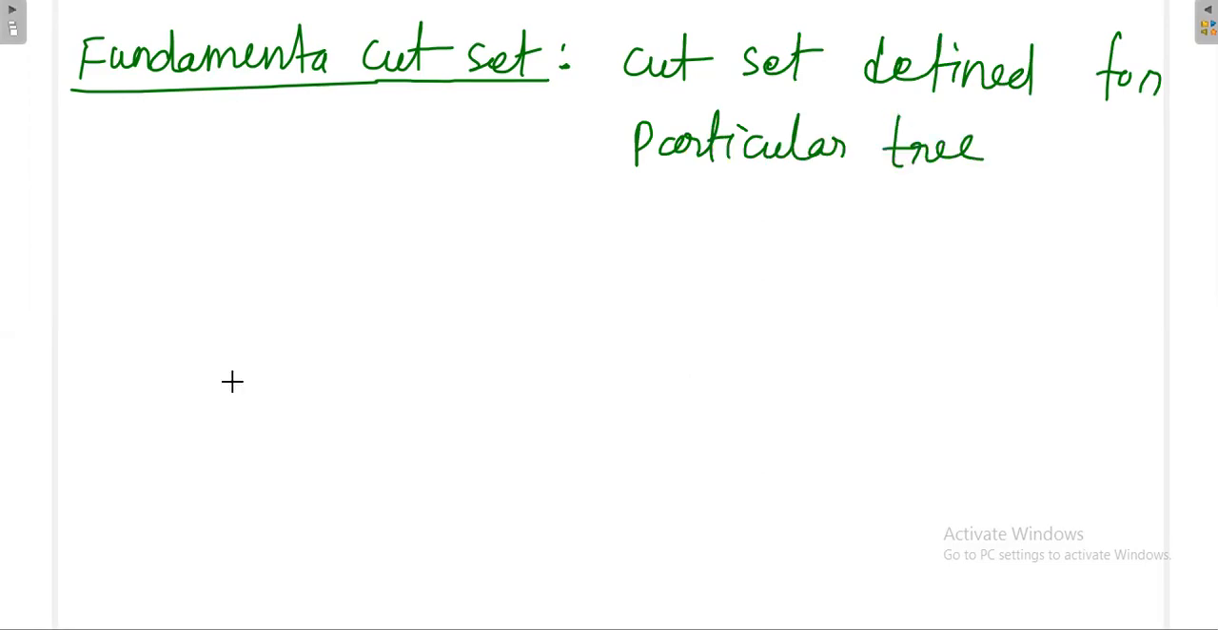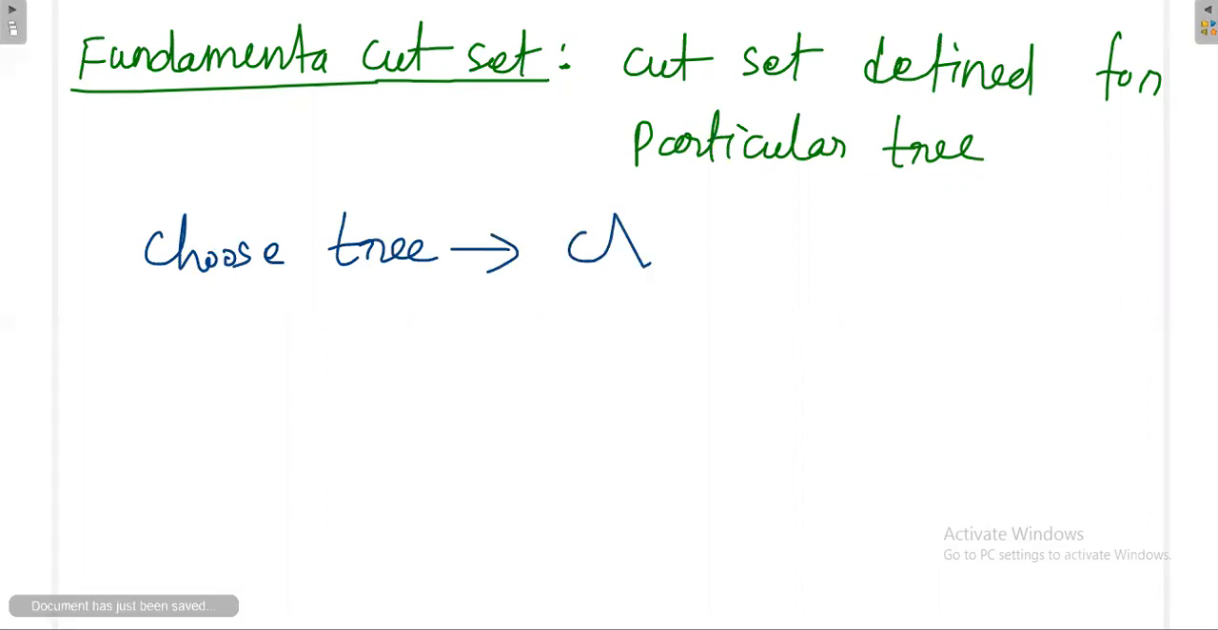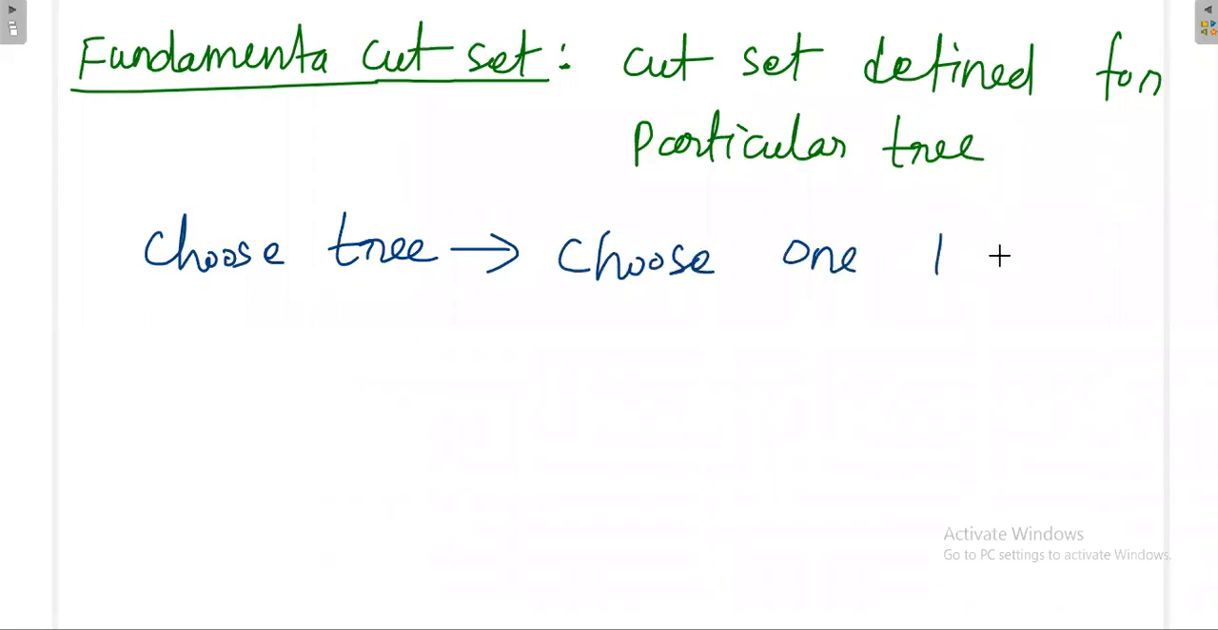So what is the process? First you choose your tree. Choose one twig at a time, because a tree consists of twigs. Choose one twig, then remove the twig. If you remove one twig at a time, if you imagine properly, that will make the graph into two different parts. So this is very important.